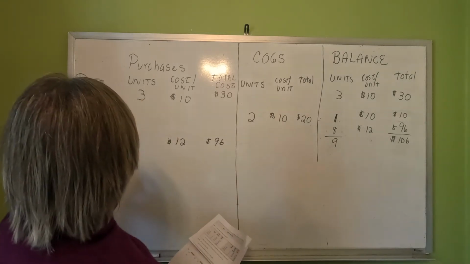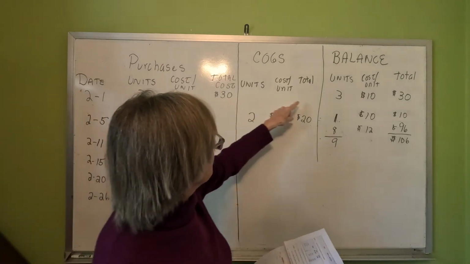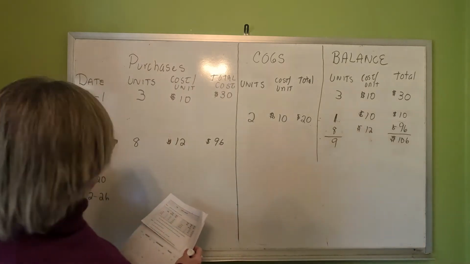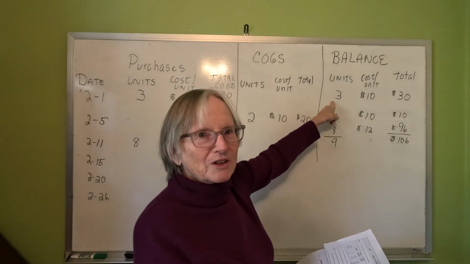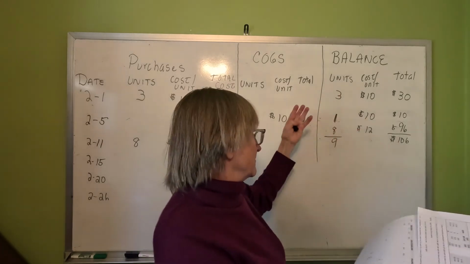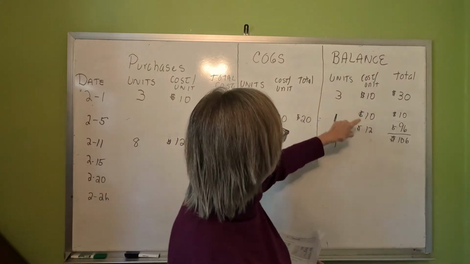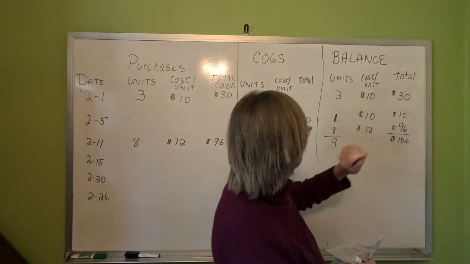On 2/1, February 1st, we bought 3 units at 10. That's 30 altogether. And here's our balance. Okay? On the 5th, we sold 2 units. And since there's only one layer, you don't have to worry about LIFO, FIFO, or anything because you sold 2 out of the 1 layer that you have. So our balance is 1 at 10 for 10.